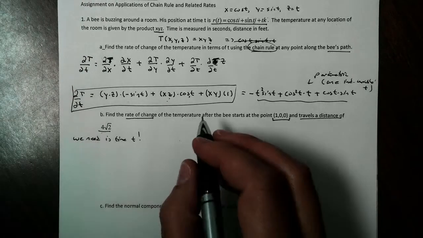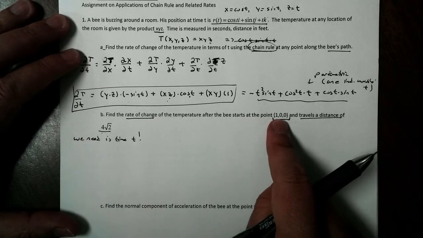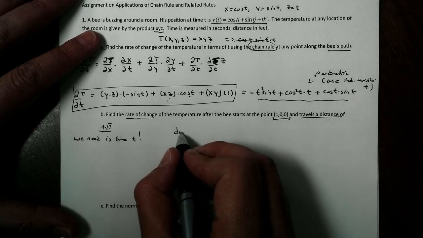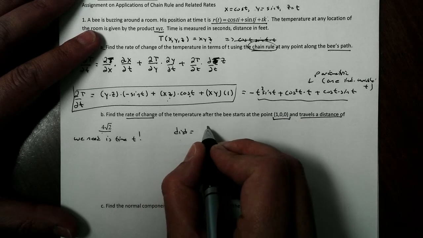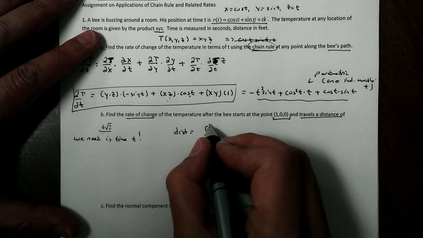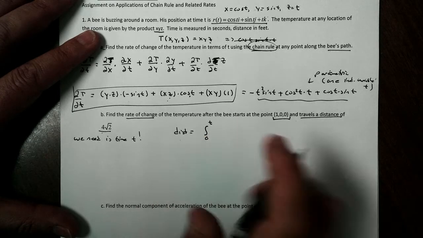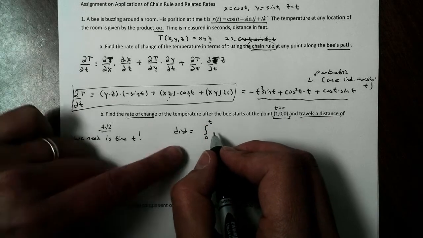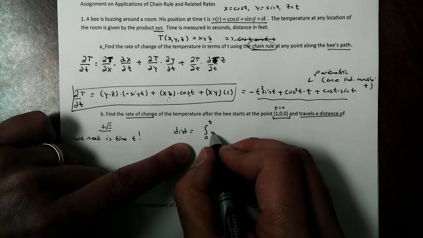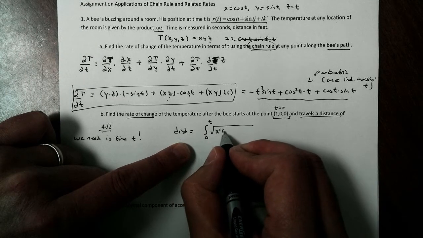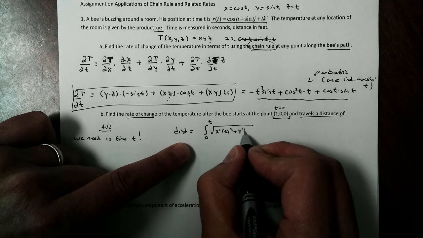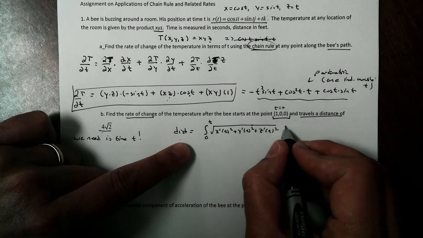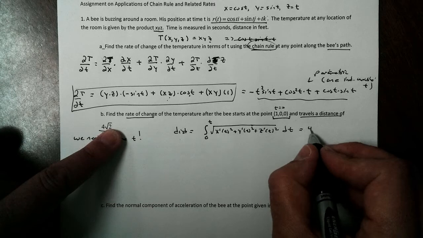So to get time, we're going to use our distance formula. We know where it starts, and we can find the distance. So our distance formula is going to go from 0 to t. We start at t equals 0, that's right here, and we find how far it travels. Now remember, this is going to be the magnitude, right, of x prime of t squared plus y prime of t squared plus z prime of t squared. And we know that this distance has to equal 4 root 2.